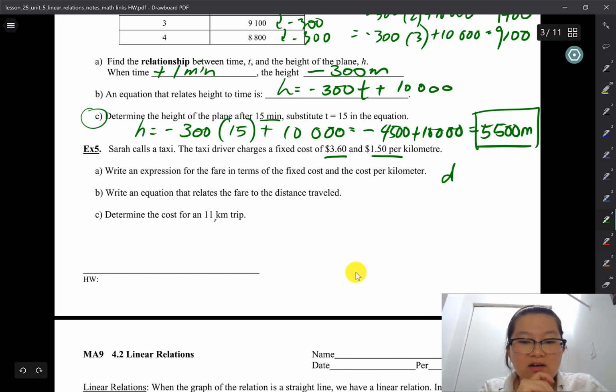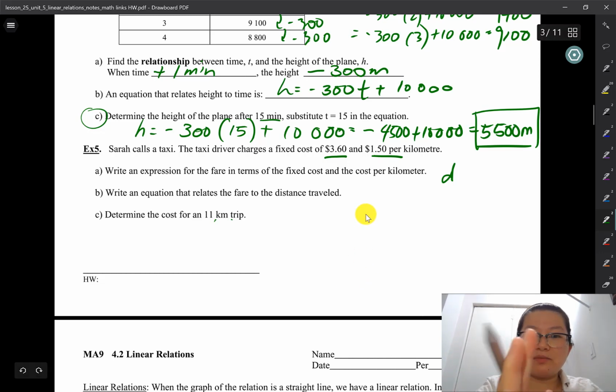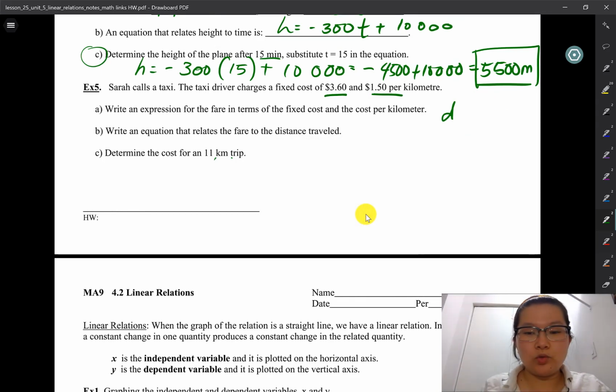And then C, determine the cost for an 11-kilometer trip. If you're absolutely stuck, try C first. See if you can use that and work backwards to find the equation. Or, if you're really stuck, make a table, okay? Do whatever you gotta do. But how I'm going to do this is I'm going to try to convert the problem into the equation directly, because it hopefully shouldn't be too hard after you practice it. So, good time to pause the video and try example 5. Okay, so I'm going to go ahead and do this.